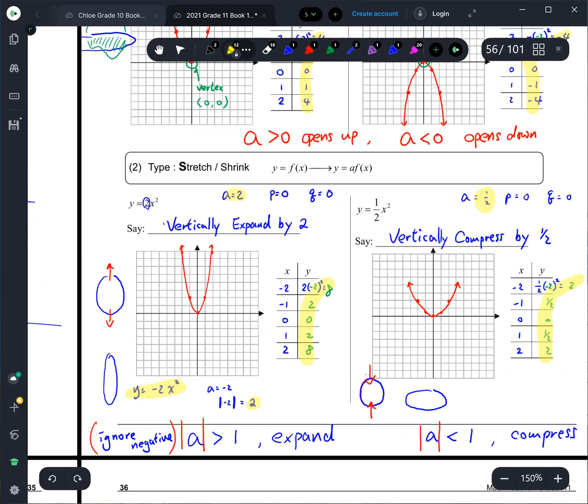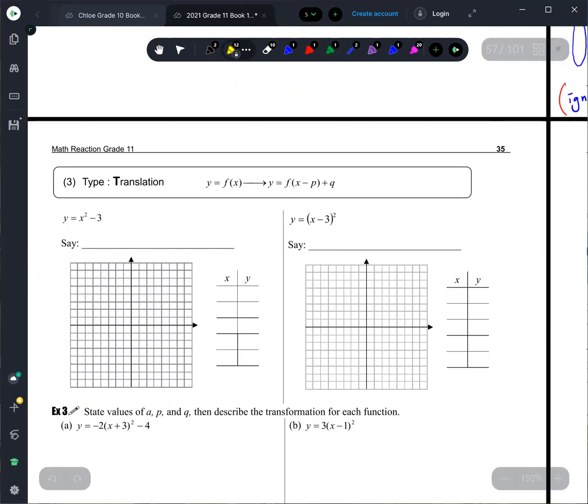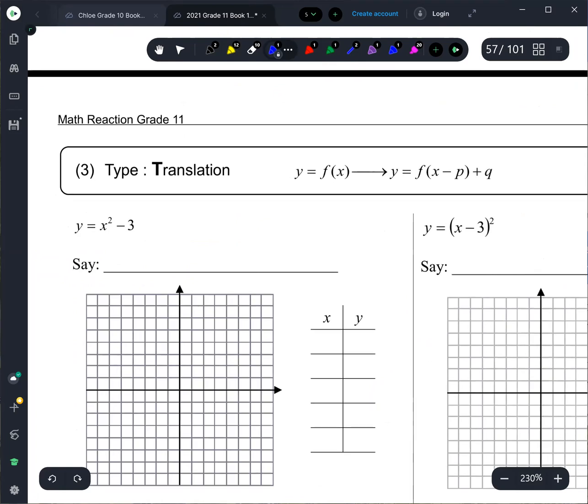All right, can you raise your hand if you're ready to move on to the last part? We have one more thing to talk about. So A controls 2 things: one is the opening, the other is expanding or compressing. Okay, last one here. We're adding stuff in now.